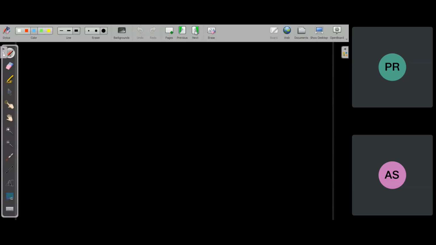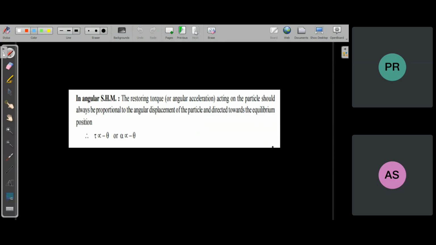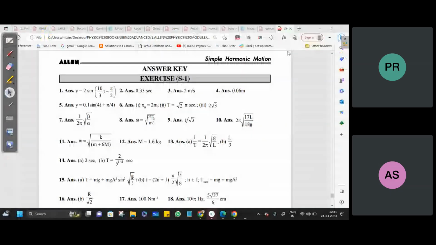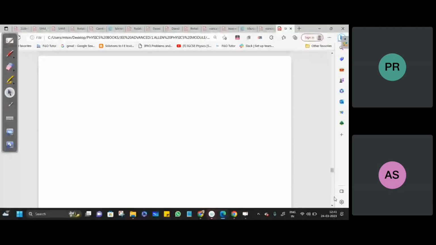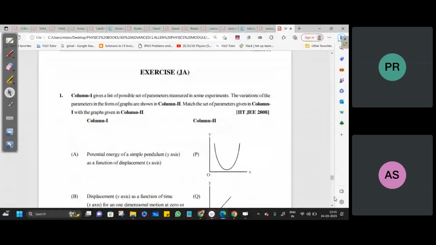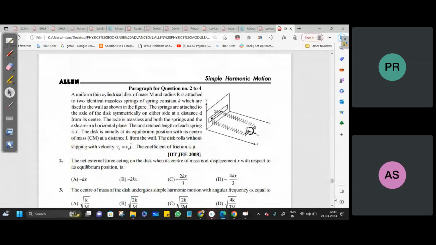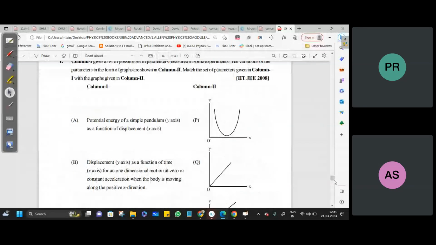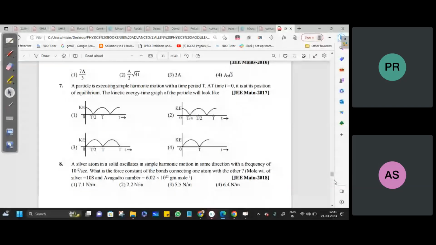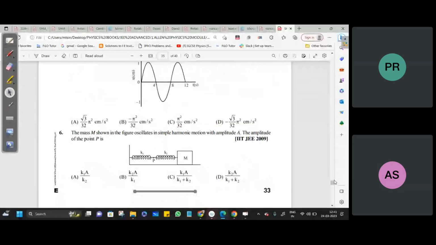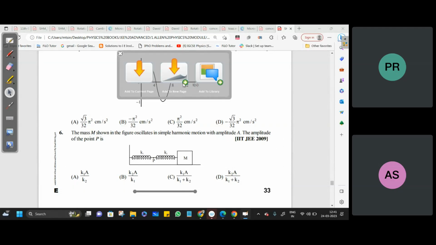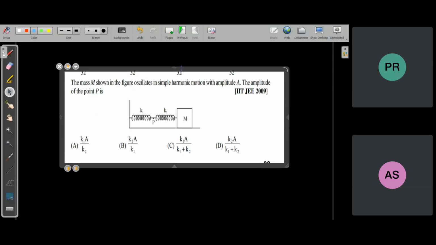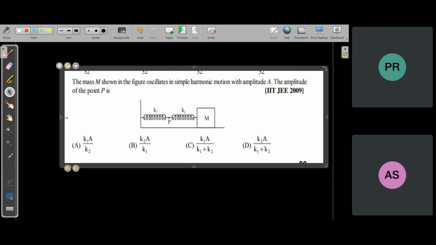So let's go to the next then. Let's try a few JEE questions now. Yeah, this is a very interesting question. Try this one. IIT JEE 2009.